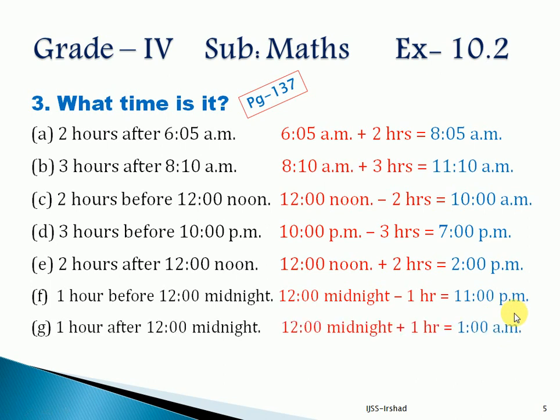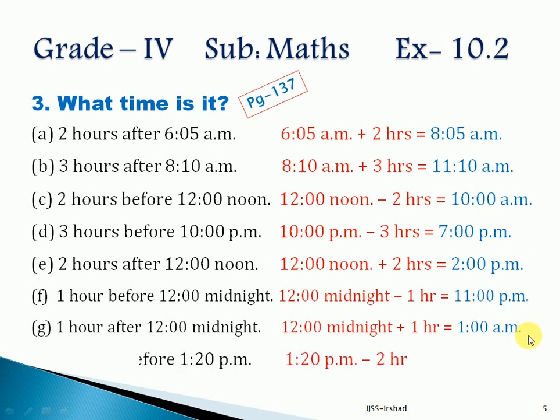Next question, G. 1 hour after 12 midnight. The previous one was 1 hour before, and here it is 1 hour after. So same, we will write the given time is 12 midnight. In that we will add 1 hour because they are asking 1 hour after 12 midnight. So to 12 midnight we will add 1 more hour. After 12 midnight, what will we get on the clock? 1. But this time is coming after 12 midnight, so we have to use AM. I told you before, the time that falls after 12 midnight till 12 noon, there we have to use AM. So this time is coming after midnight, so I will use AM.